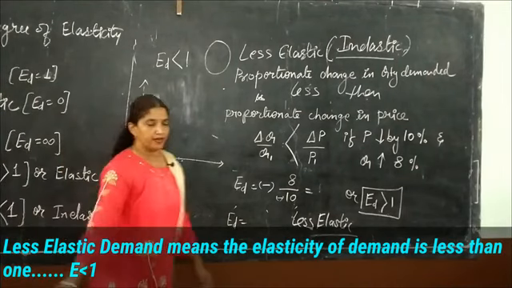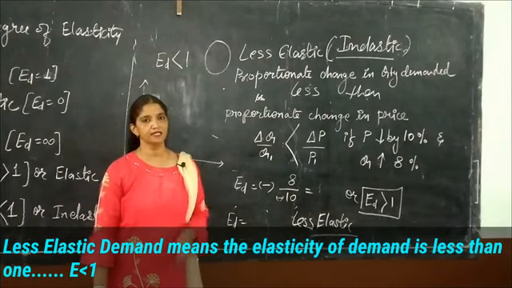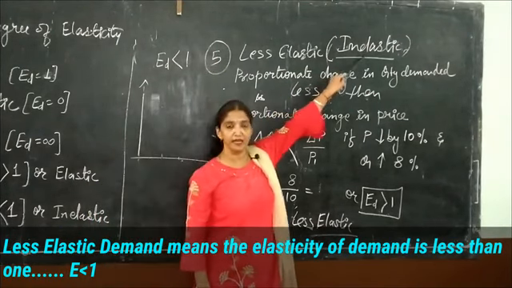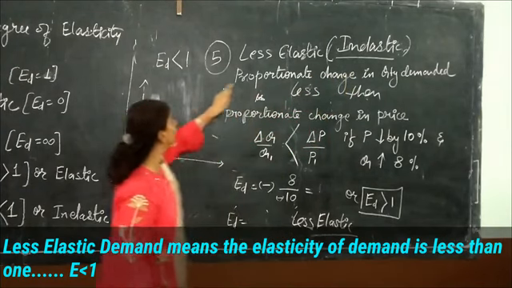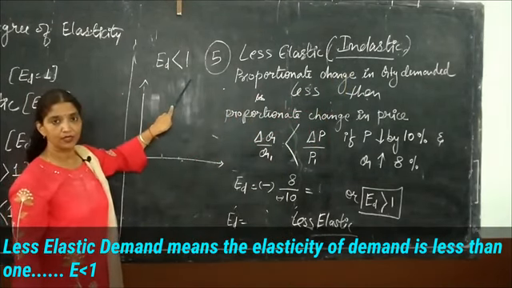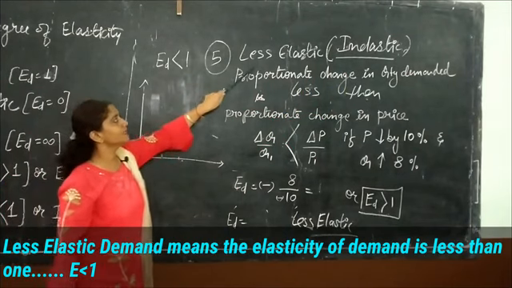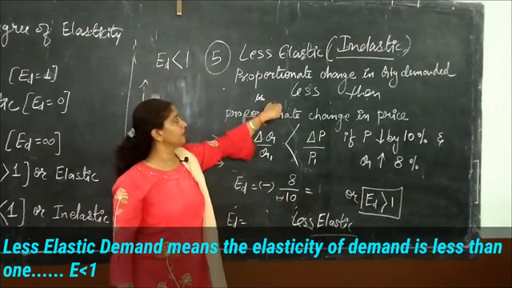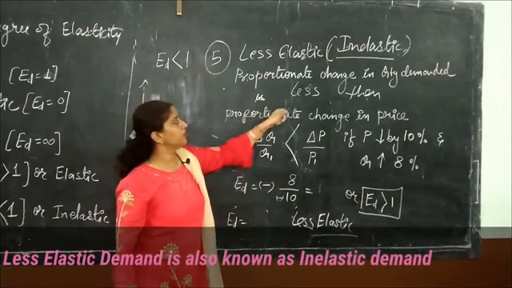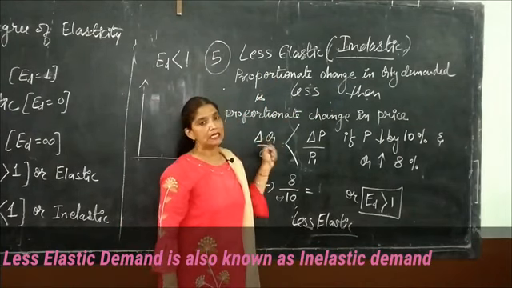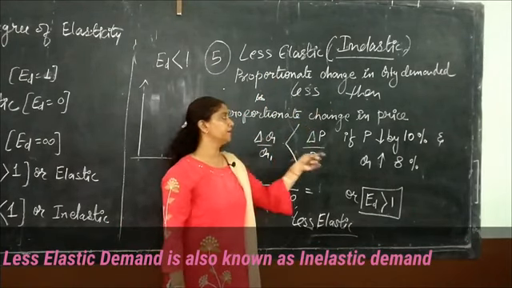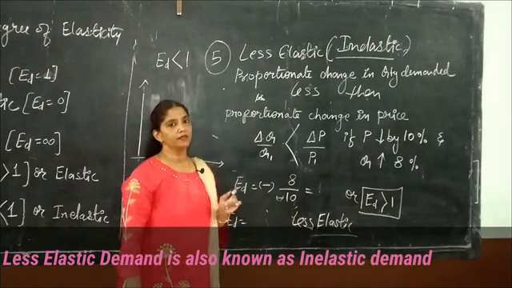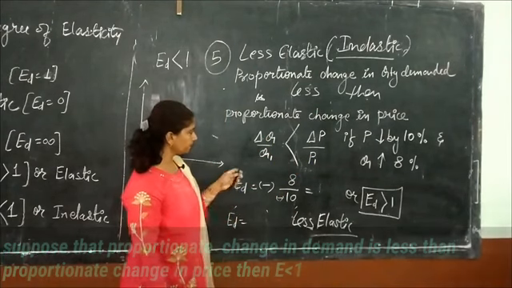The fifth degree, that is less elastic demand, and less elastic demand is also known as inelastic demand, and it is denoted by ED less than 1. Okay? We can say that this condition is possible only if the proportionate change in quantity demanded is less than the proportionate change in price. In that condition, the elasticity of demand will be less than 1.